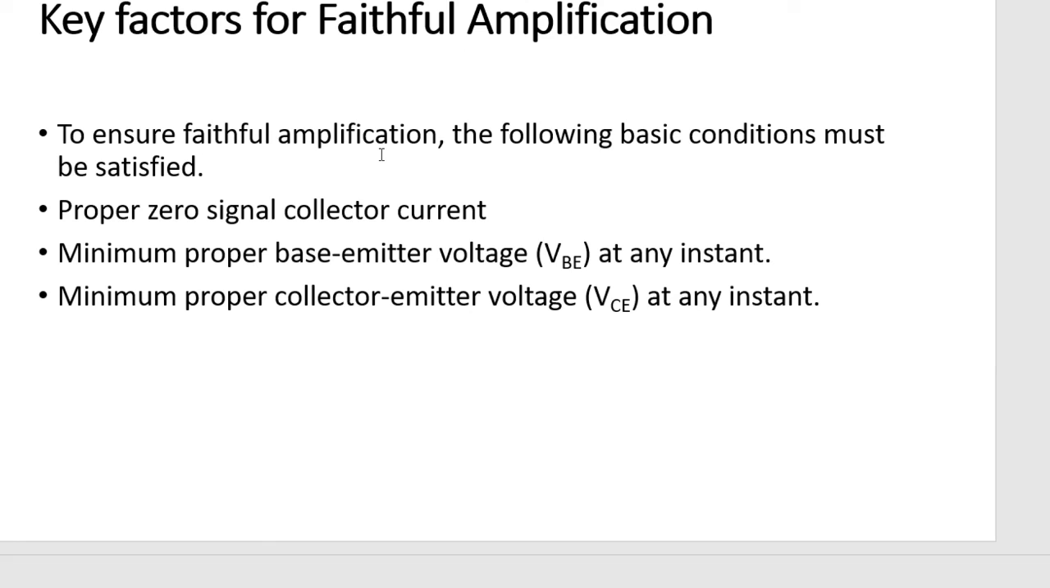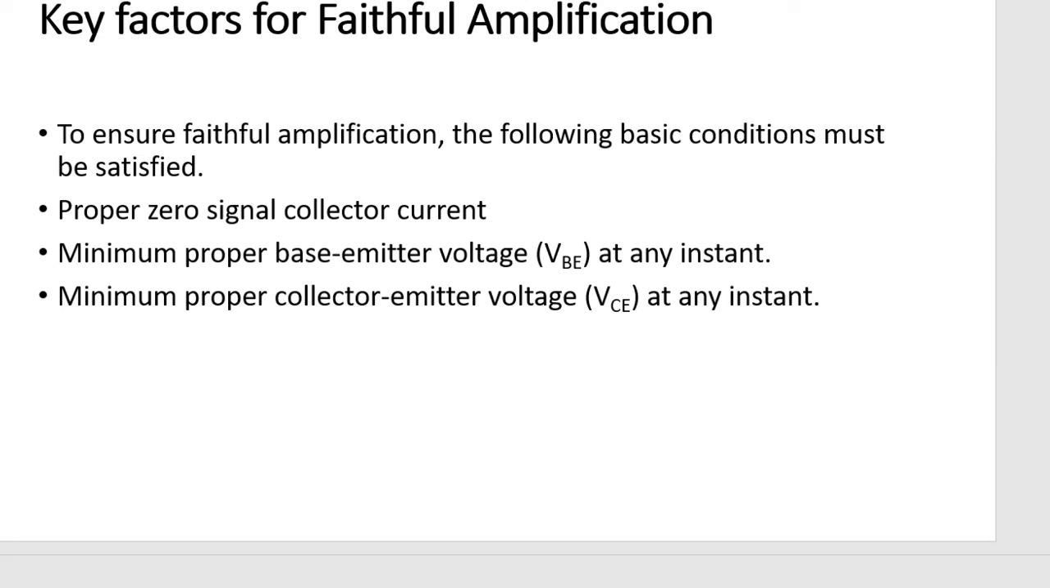Okay, so these are some factors for faithful amplification. Of course, the first and most important point is the Q point must be halfway between saturation and cutoff point, or VCE should be equal to VCC divided by 2. Okay, and the values of IC and VBE also determine how the signal is faithfully amplified.